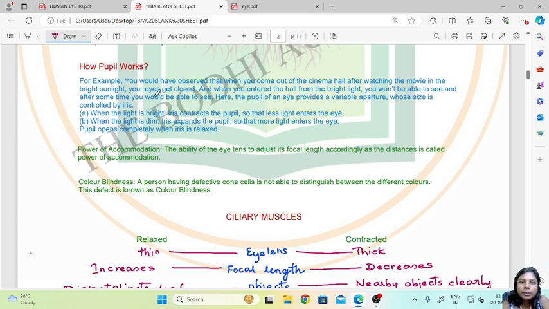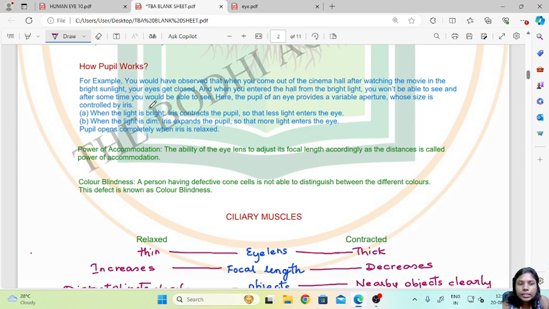But after some time your eyes get adjusted to that environment. So here the pupil of an eye provides a variable aperture whose size is controlled by the iris. So here what is happening is that the iris is controlling the amount of light that is entering the eye.